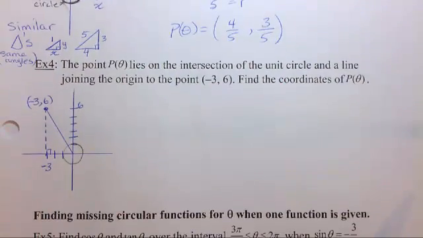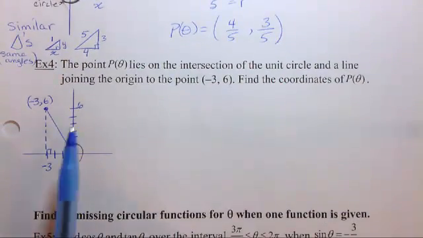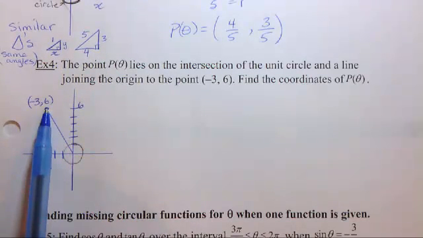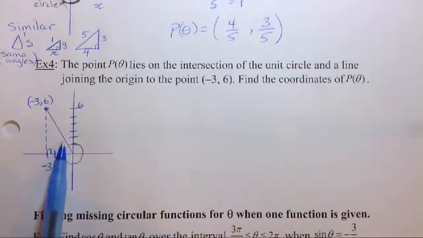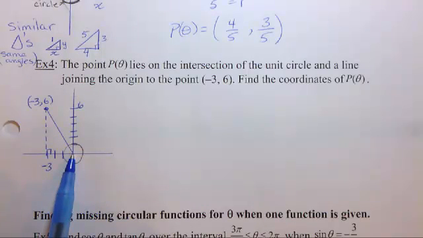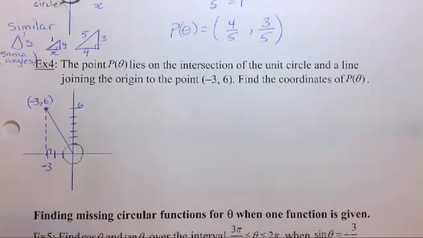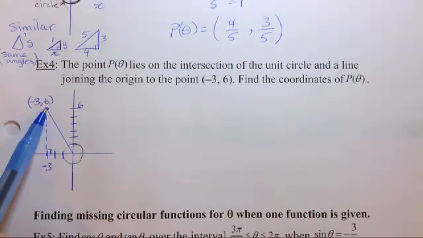Okay, now let's look at example 4. Example 4 says the point P theta lies on the intersection of the unit circle joining the origin to the point (-3, 6). Find the coordinates of P theta. So same idea as the question before, but now we've got our point in this quadrant here.